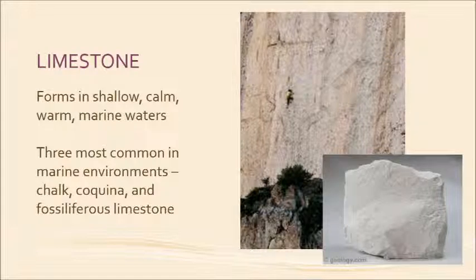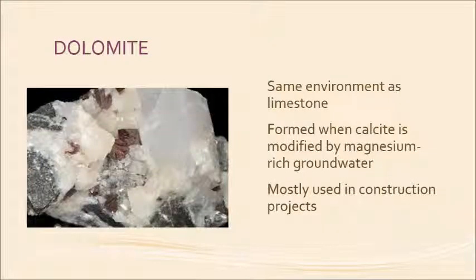Most limestones form in shallow, calm, warm marine waters. That type of environment is where organisms capable of forming calcium carbonate shells and skeletons can easily extract the needed ingredients from ocean water. When these animals die, their shell and skeletal debris accumulate as a sediment that might be lithified into limestone. Some limestones can form by direct precipitation of calcium carbonate from marine or fresh water. Three of the most common types of limestone formed in marine environments are chalk, coquina, and fossiliferous limestone.